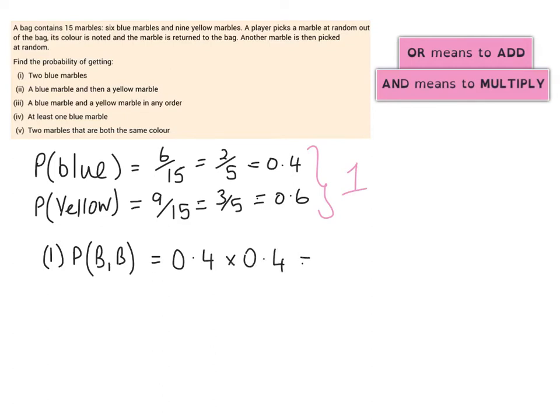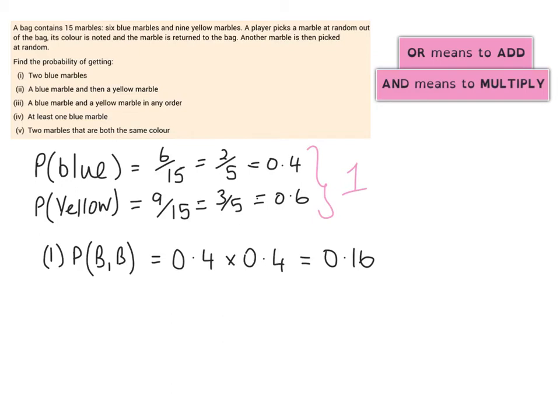And that's going to give you 0.16. Because remember, up here is the probability of a blue and a blue. So that means we multiply. Now let's look at the probability of a blue and then a yellow marble.